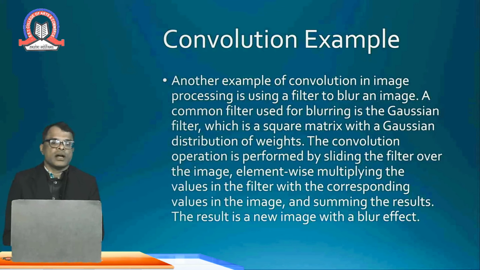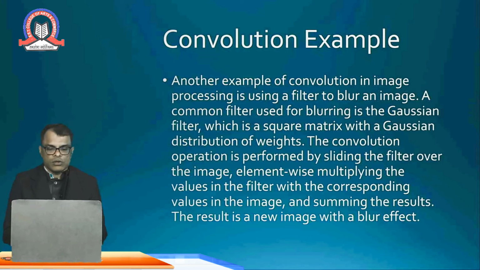Convolution example. Another example of convolution in image processing is using a filter to blur an image. You can use the convolution for blurring the image. A common filter used for blur is the Gaussian blur, which is a square matrix with a Gaussian distribution of weights. The convolution operation is performed by sliding the filter over the image, element-wise multiplying the values in the filter with the corresponding values in the image, and summing the result. The result is a new image with a blur effect.